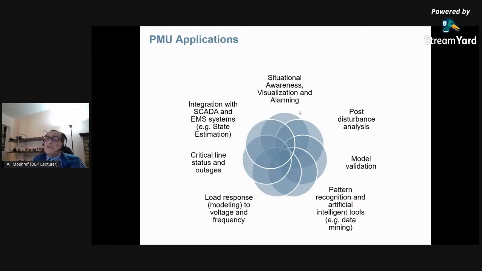Integration of SCADA, the data acquisition system, with EMS, that's another application. Critical line status and outages. You can also do modeling based on PMU measurement. You can do post disturbance analysis based on PMU measurement. You can validate the model of equipment or power system because you have recorded PMU measurements.